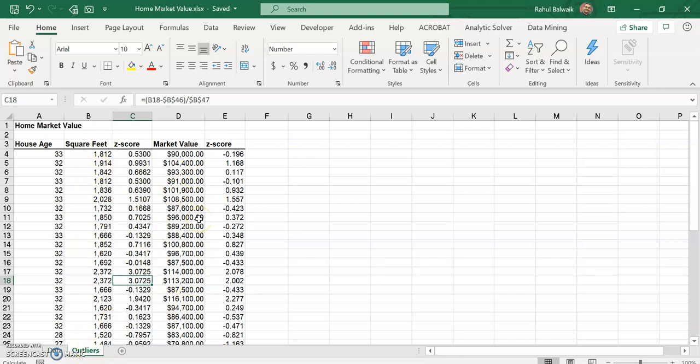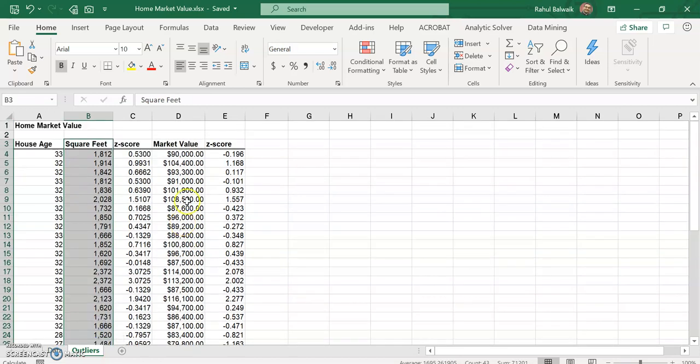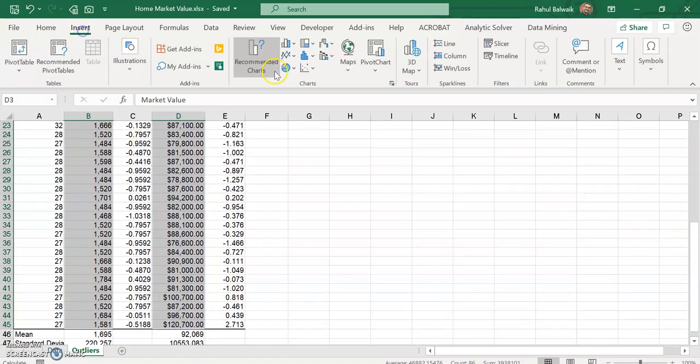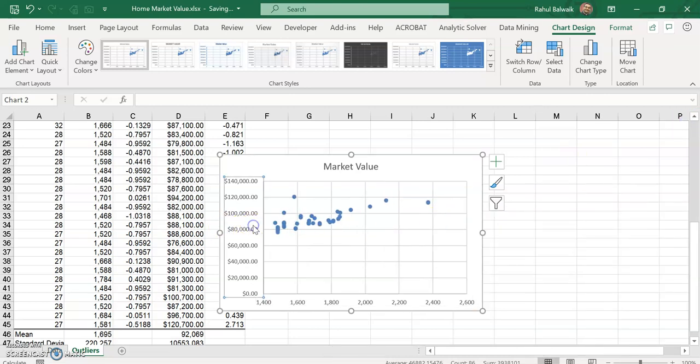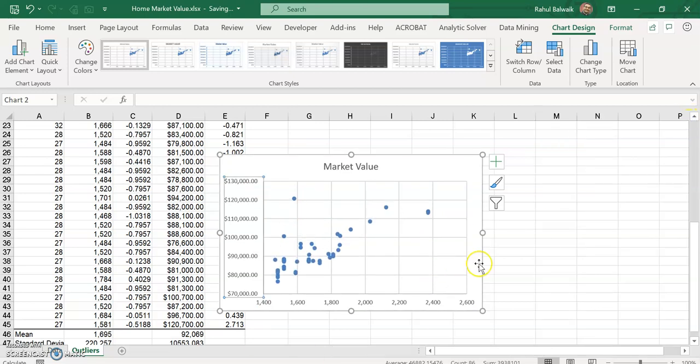But when we plot a combination of square footage and the market value, you will see that there are a few values outside of the norm. So let's do a quick scatter plot of the square footage and the market value, and let's see what exactly the outliers are. Let's make the margins a little better so that we can easily see. Make it 70k.